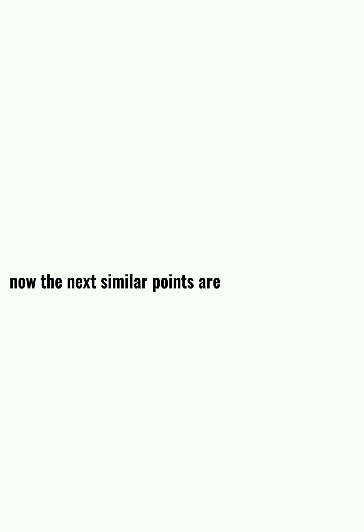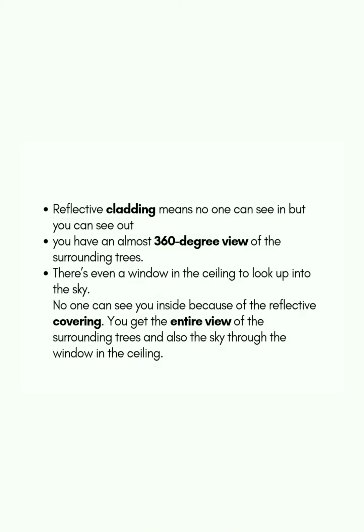Now, the next similar points are: reflective cladding means no one can see in but you can see out. You have an almost 360-degree view of the surrounding trees. There's even a window in the ceiling to look up into the sky.